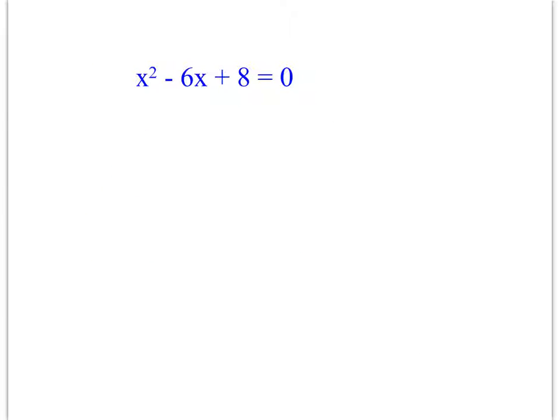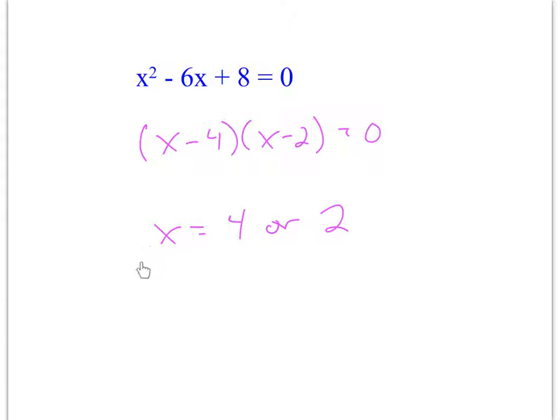You guys go ahead and factor this next one, see what you get for x. I'll be right back. You should have found that x equals 4 or x equals 2. If you still need help with solving by factoring, make sure you come and see me. This is a pretty simple one. So x is 4 or x is 2. If you need help, come and see me.